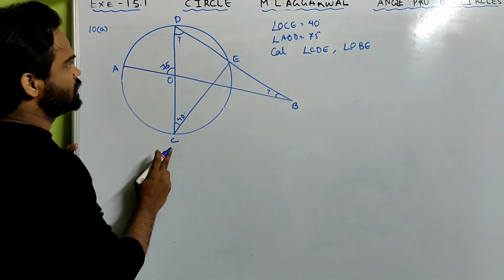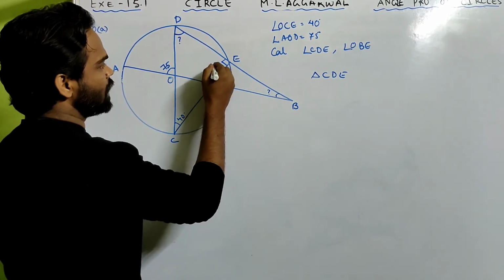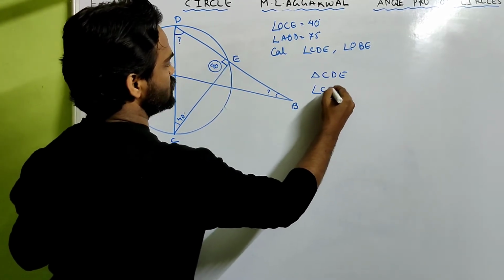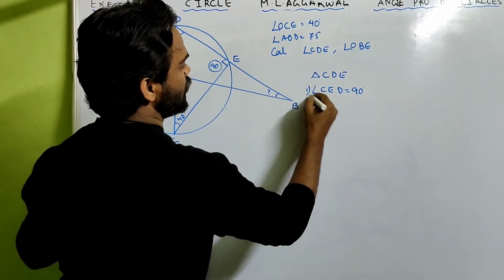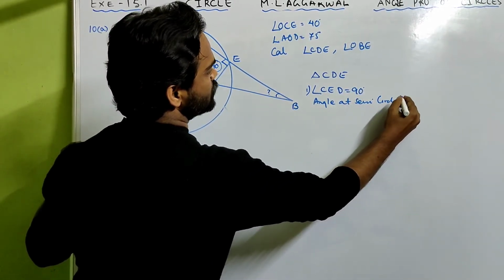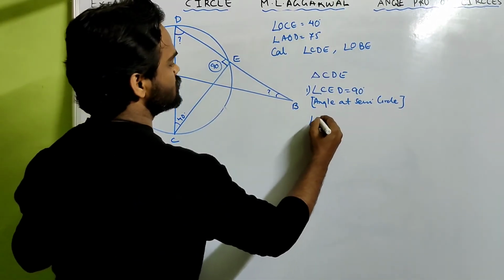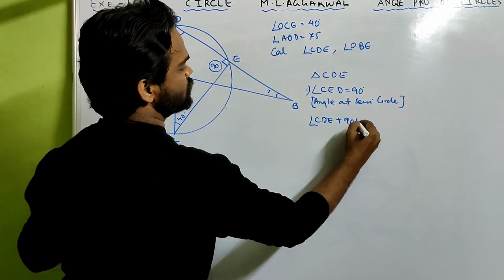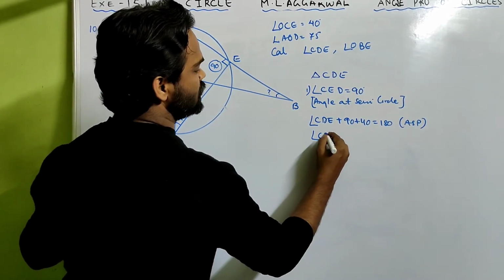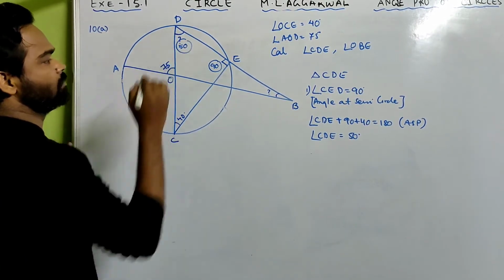First of all, look at triangle CDE, over there. This angle has to be 90, angle of the semicircle, because CD is the diameter. Angle CED is equal to 90 degree. Angle at semicircle, isn't it? Once you got that 90, this is 40, you can calculate this angle. CDE plus 90 plus 40 equals to 180. Angle sum property, which means CDE will be 50 degree. Done. So this is 50.